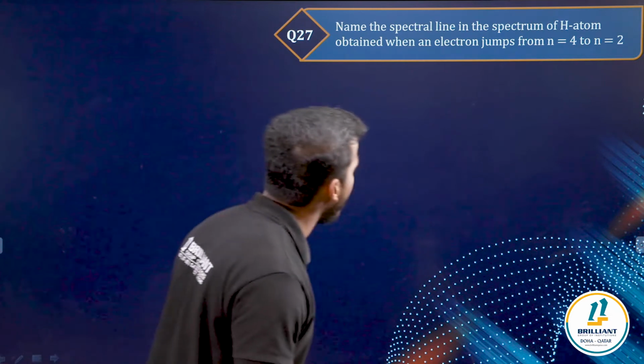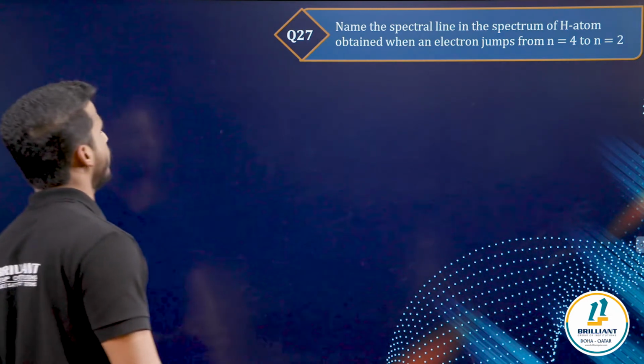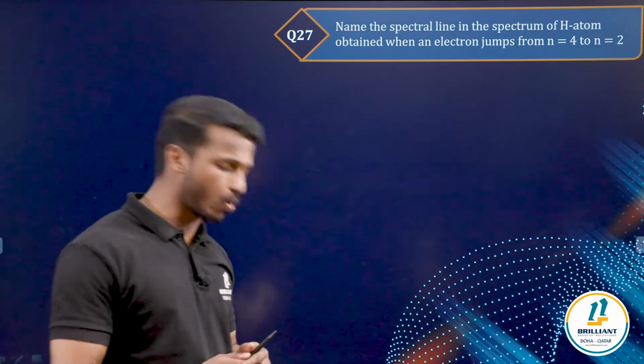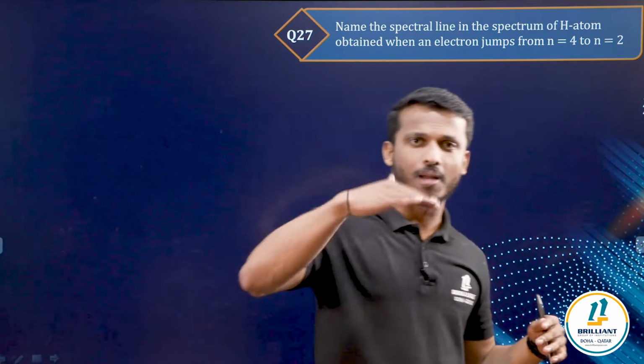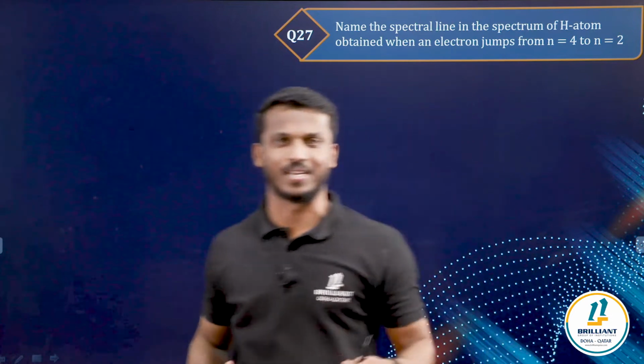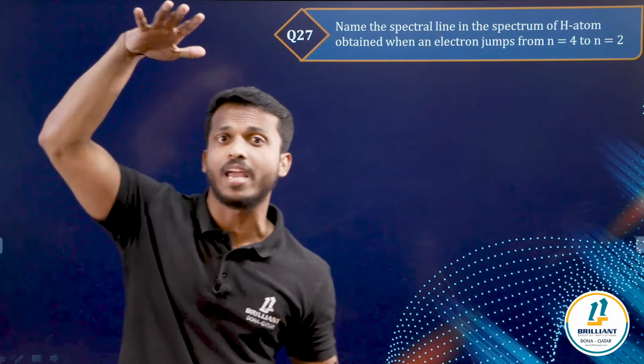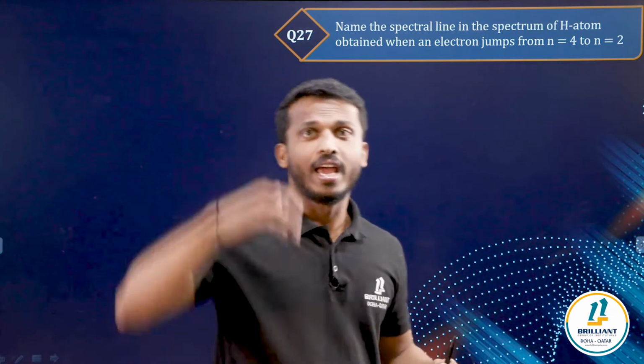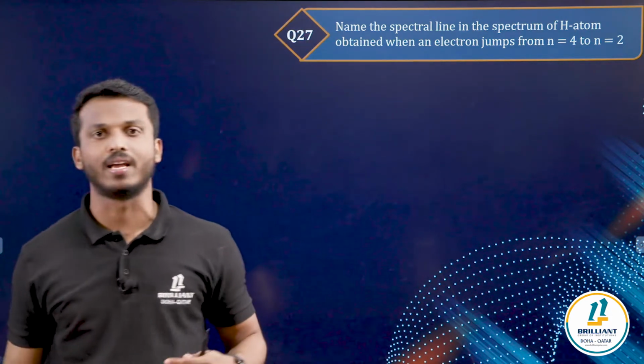Name the spectral line in the spectrum of hydrogen atom obtained when an electron jumps from 4th level to 2nd level. As I told you, the spectrum has the Lyman, Balmer, Paschen, Brackett and Pfund series of hydrogen. If the electron travels from any higher energy level to 1st level, that's called Lyman. Any higher energy level to 2nd level is called Balmer.